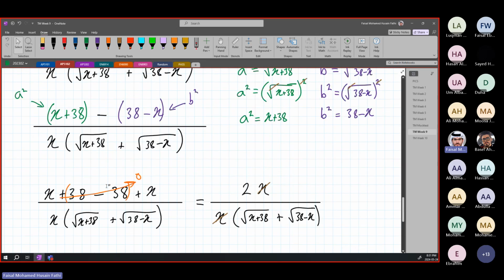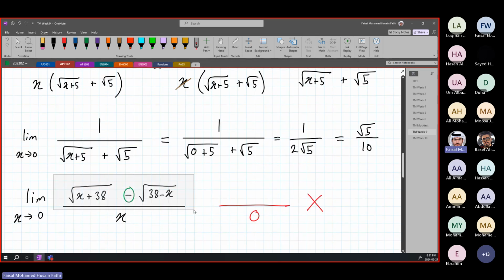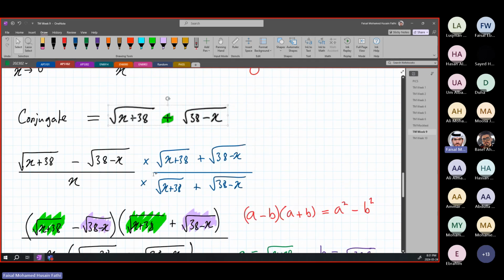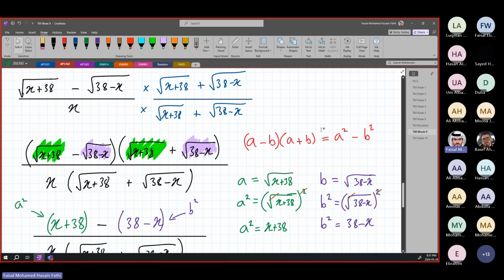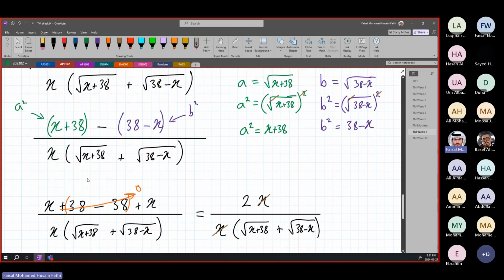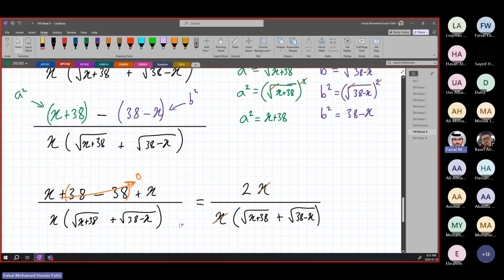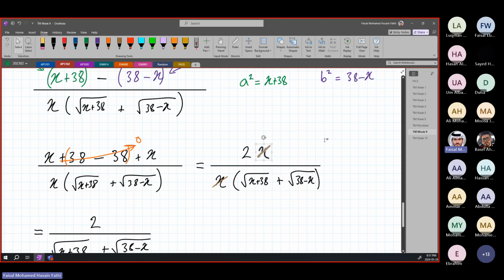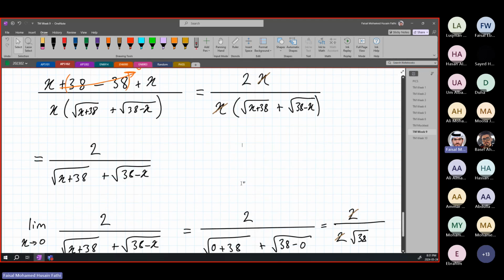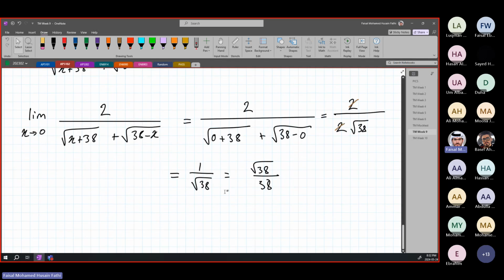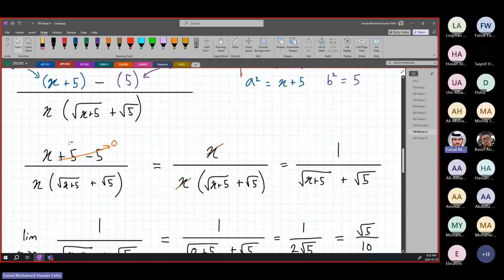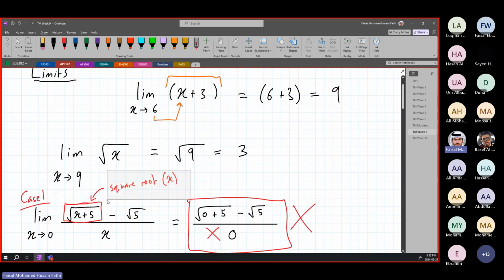Is this clear? So whenever you have a square root up top with a minus or plus, you're going to find your conjugate. You're going to multiply up and down with the conjugate. You're going to simplify using a squared minus b squared. Whatever values you get up there, you're going to simplify them. Then you're going to cancel a component up and down, whatever it is. Then you will do the limit of whatever your simplified function is, and you will find your actual limit. So this was case 1, the case where you have a square root.